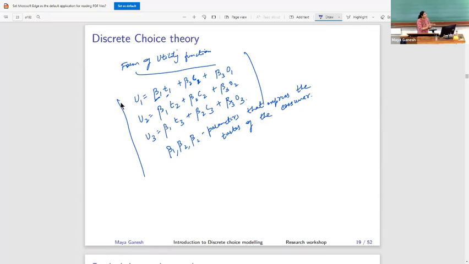So if I have collected data on all of these T's, C's, and O's, that is the time, cost, and comfort, then I can actually use that data and estimate these taste parameters of the consumer.